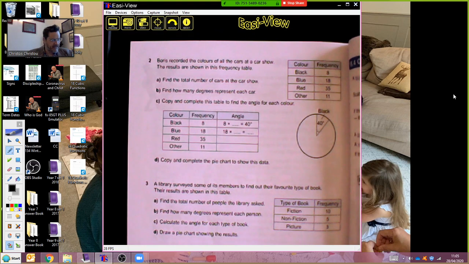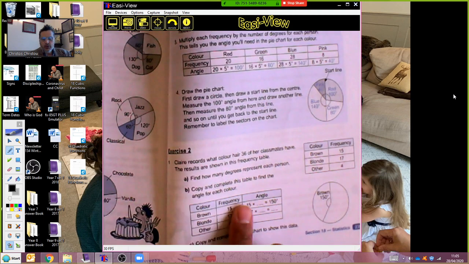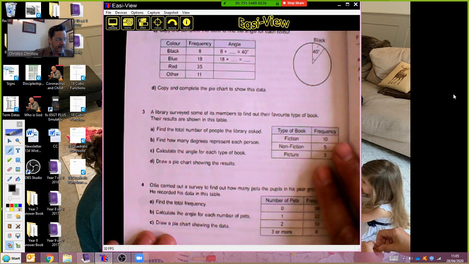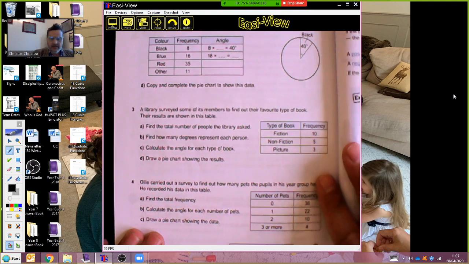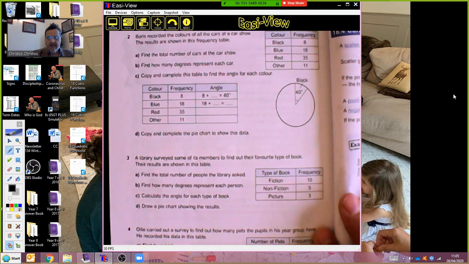Remember when I started teaching on constructing pie charts, I looked at question 1 and thought, there's only 3 sectors there. That's quite boring. Then I flipped over the page. Zidane, are you with us still? Is Zidane here? Yeah. Okay, good.